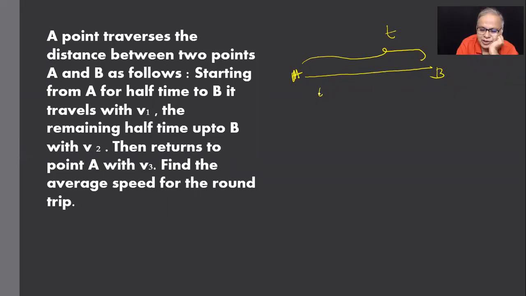First, T by 2 is the time, travelling with V1. So that is the distance for the first half time. Next, for the second half time, T by 2 with V2. This is equal to how much? T. AB.